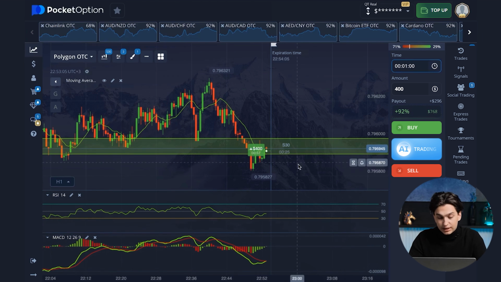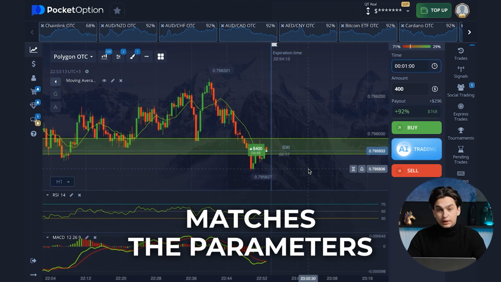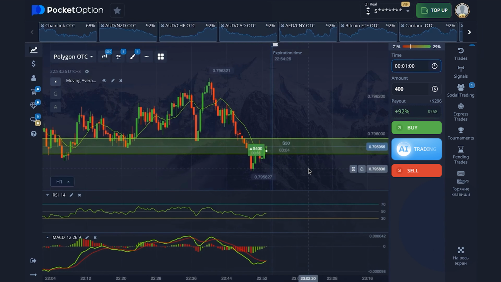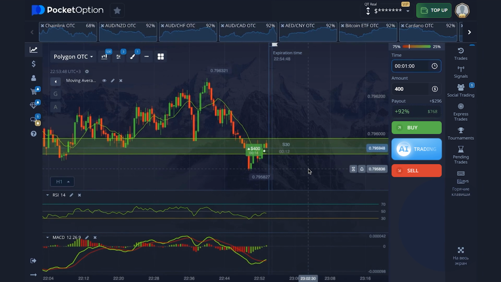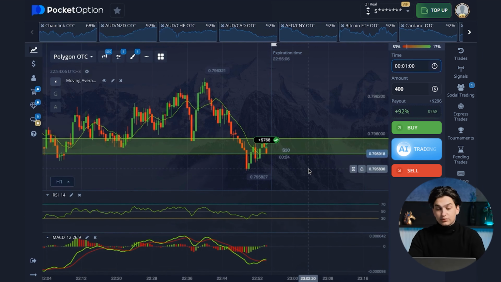According to the RSI, we also see a buy signal, but it was a few candles earlier. In any case, this fits the parameters for opening our trade. Let's wait for the result. Excellent. Our deal closed in plus. I opened it for 1 minute. The expiration time of one candle is 30 seconds.